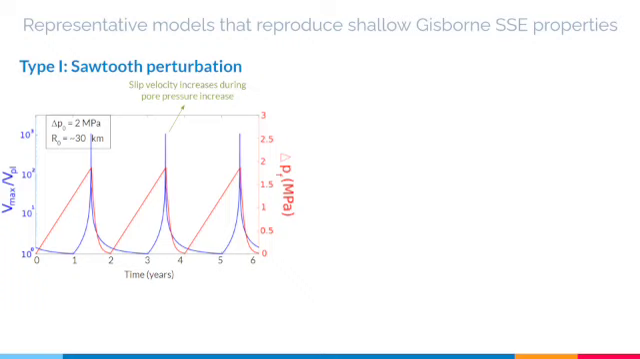So the blue lines here represent the maximum slip on the fault normalized with respect to the plate rate. What we see is that the slip velocity increases during pore pressure increase, and it increases to about 3 orders of magnitude above the plate rate, which are velocities comparable to SSE events.